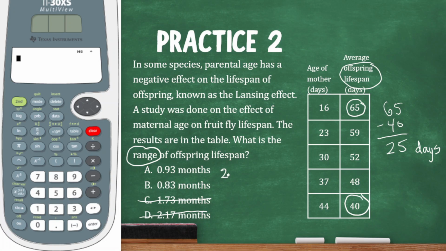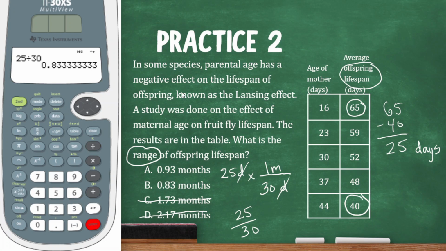Well, we could do a little conversion here. 25 days multiplied by a conversion. And 1 month is, let's say, about 30 days. The days cancel out. And then if I multiply this across, I'm going to get 25 over 30. Let's see what that gives us. Okay, 0.83. So our answer is B, 0.83 months.